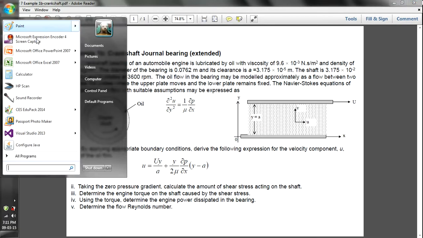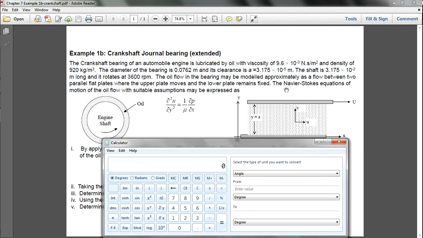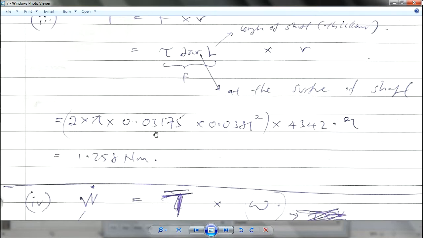Let's repeat again. 0.0762 divided by 2 is 0.0381. Okay, so hold on, I made myself wrong. This is not r, this is radius. R times r is actually r square. So don't be fooled by the same corresponding symbol, because this r is not this one. This one is the shear stress. And 2 pi r l times r is actually 2 pi r square l.